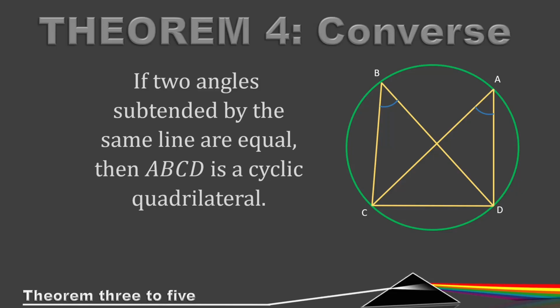With the normal theorem we know that this is a cyclic quad, and because it's subtended by the same chord, we know that the angles are equal. But the reverse of it says, if you don't know that it's a cyclic quadrilateral, but you do know that the angles are equal, then you can deduce that it is a cyclic quadrilateral. And the reason is, again, angles in same segment.